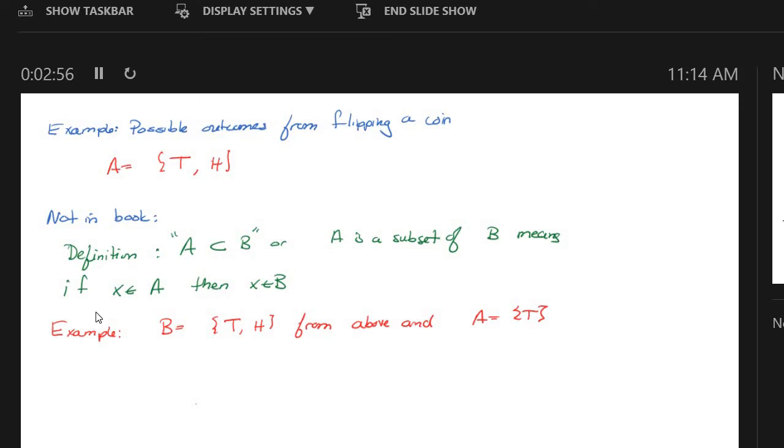So if I let B be tails and heads from above, and I let A be tails, then every member of the set A is also a member of the set B. A perfect example of this formalization is when you talk about absolute value. If you talk to a little kid about absolute value, they say it makes things positive. Stick something in there, it makes things positive. Like, yeah, but I can't work with that in a proof. If I have an absolute value of X, I need to work with that in a proof.